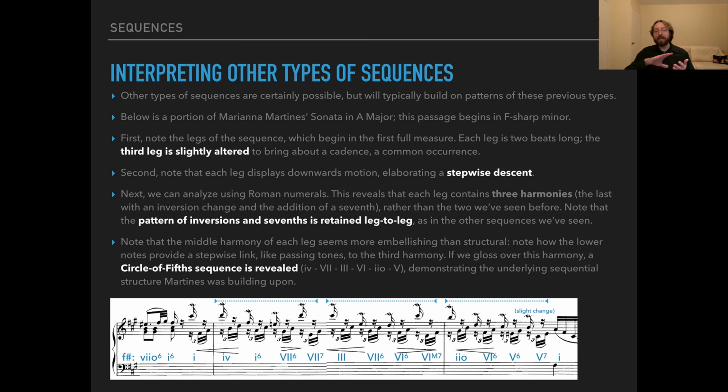So if we take out that less structural harmony, we see a circle of fifth sequence. 4 going to 7, then 3 going to 6, then 2 diminished going to 5. This demonstrates the underlying sequential structure that Martinez was building upon, even though she was adding in extra harmonies and extra inversions beyond those we were expecting.